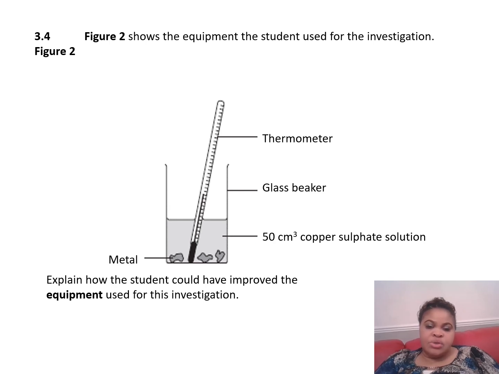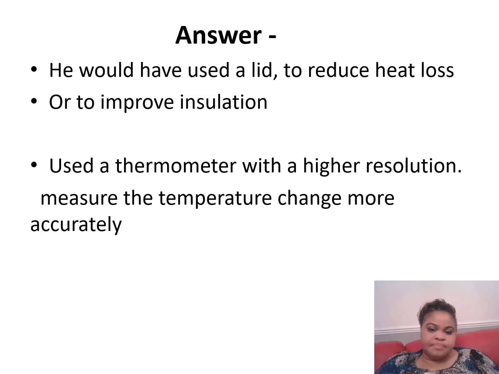This equipment shows the experiment the student used for the investigation. It says you should explain how the student could have made an improvement to this experiment. He would have used a lid to reduce heat loss or to improve insulation, and then he would have used a thermometer with a higher resolution to measure the temperature change more accurately.